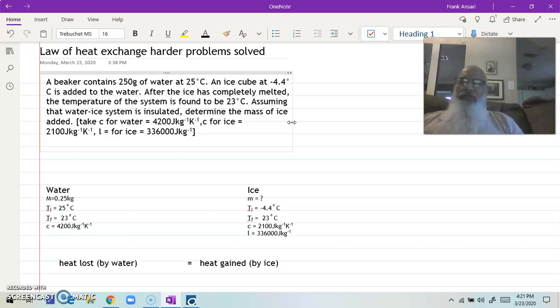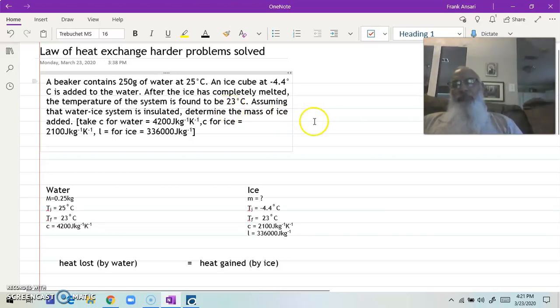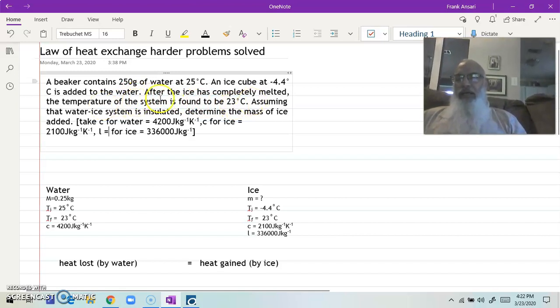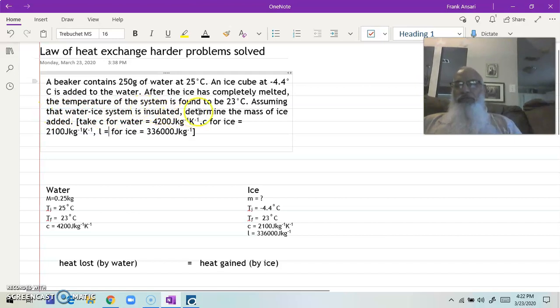Okay, first of all, starting with a question, it says a beaker contains 250 grams of water at 25 degrees Celsius. An ice cube at negative 4.4 degrees Celsius is added to the water. After the ice has completely melted, pay attention to that, the temperature of the system is found to be 23 degrees Celsius. Assuming that water-ice system is insulated, determine the mass of ice added.